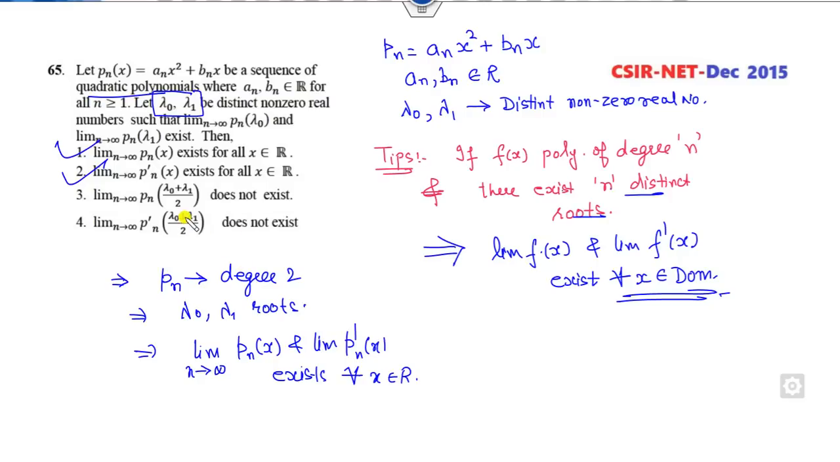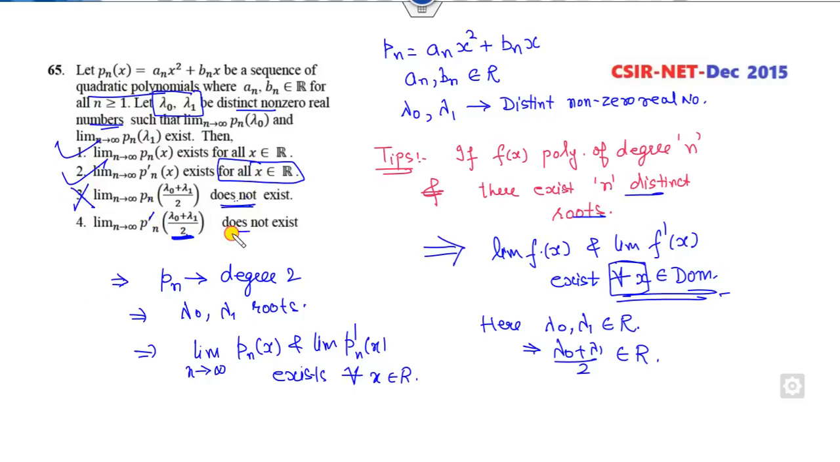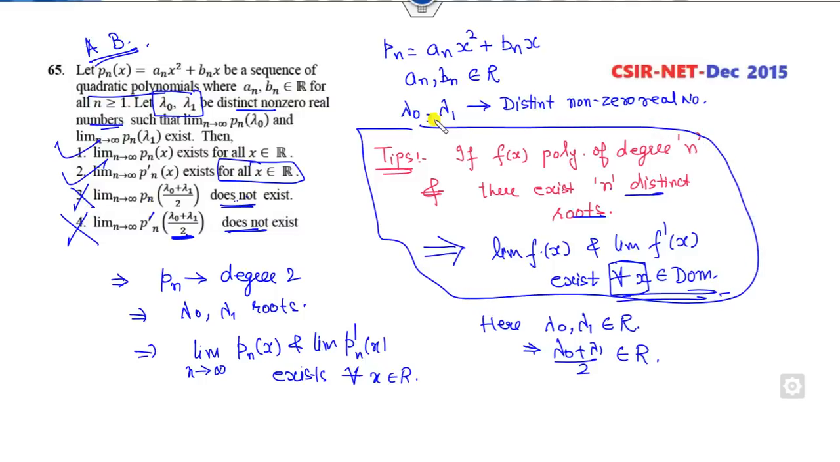Now look at that. Lambda 0 and lambda 1 are distinct non-zero real numbers. So what is the meaning of that? This is also in the real numbers, so it exists for all x. It means the limit of P_n(x) must exist, but it says it does not exist. So cancel that out. The derivative is also a real number. It says for all x in R, but it says does not exist. Again cancel out. Answers A and B are the right options. So remember, this is a simple tip for any polynomial of degree n.